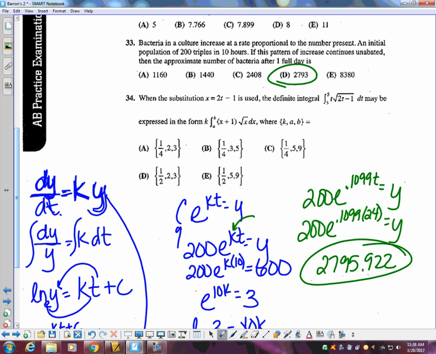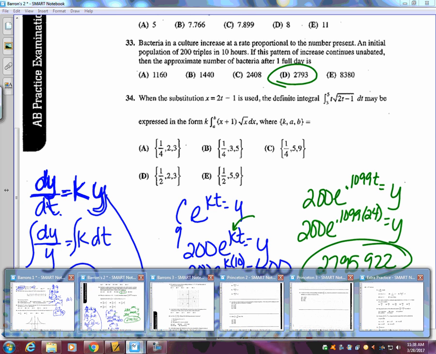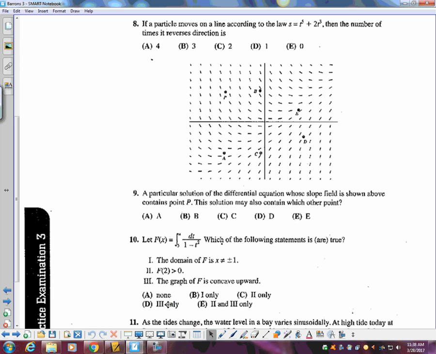Barron's 3, number 9. This one's crazy easy. It says a particular solution of the differential equation whose slope field is shown above contains point P. And this one's P. So again, we don't know how the function moves through the slope field, but they're telling us that whatever the graph looks like, it goes through this particular green point.